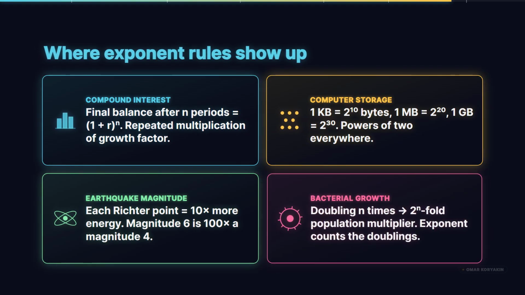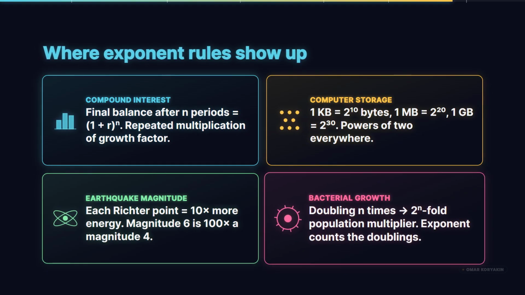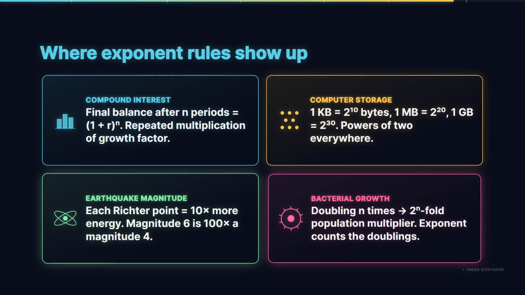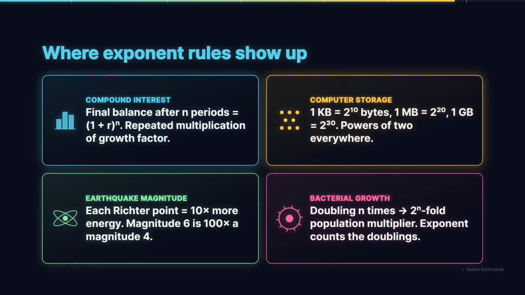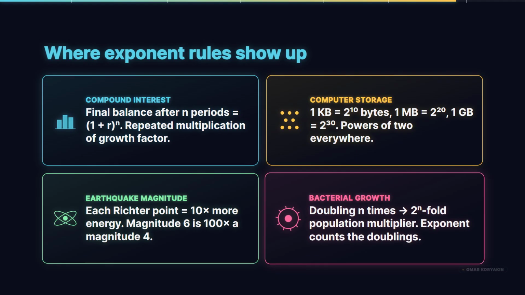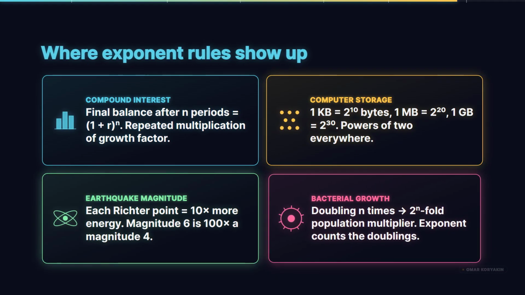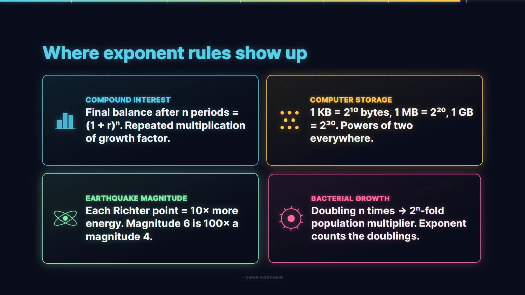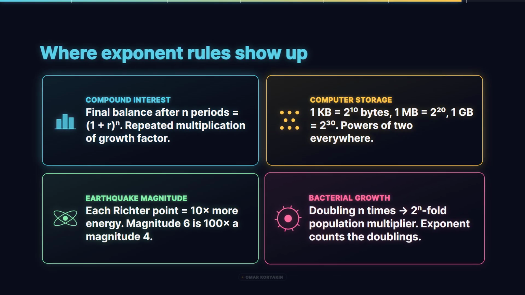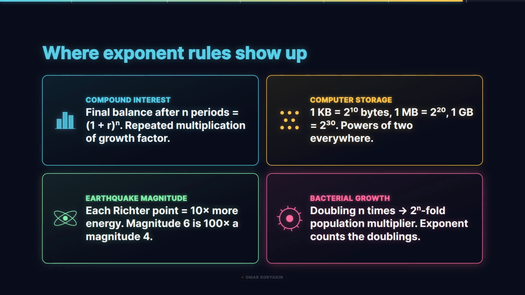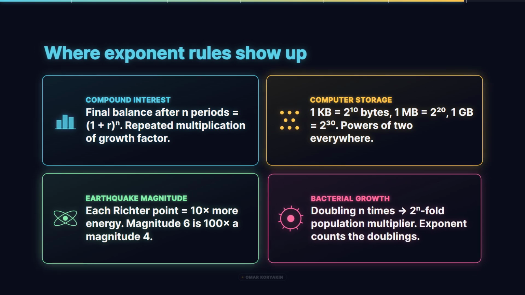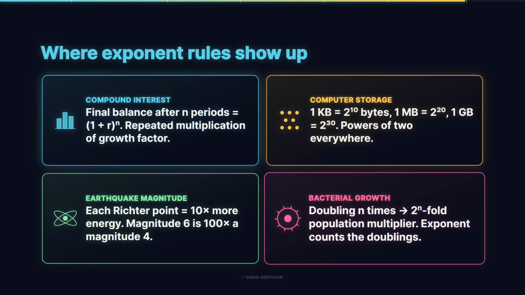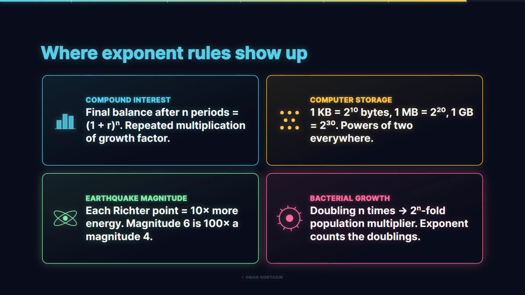Fourth, bacterial growth. A culture of bacteria that doubles its population every 20 minutes will multiply by 2 to the n power after n doubling periods. After 10 doublings, the population is 2 to the 10th or 1024 times the original. The exponent counts how many doublings have happened, and the product rule lets a microbiologist combine the growth from 2 consecutive observation windows into 1 combined exponent.